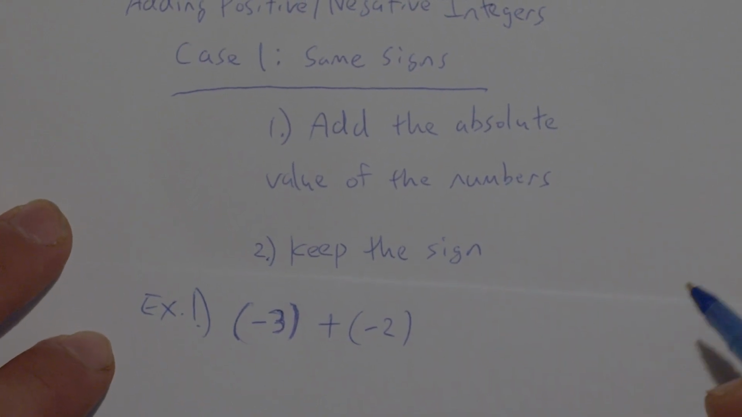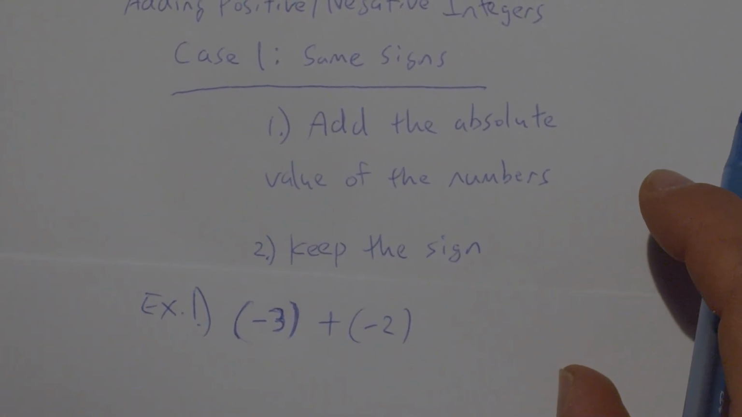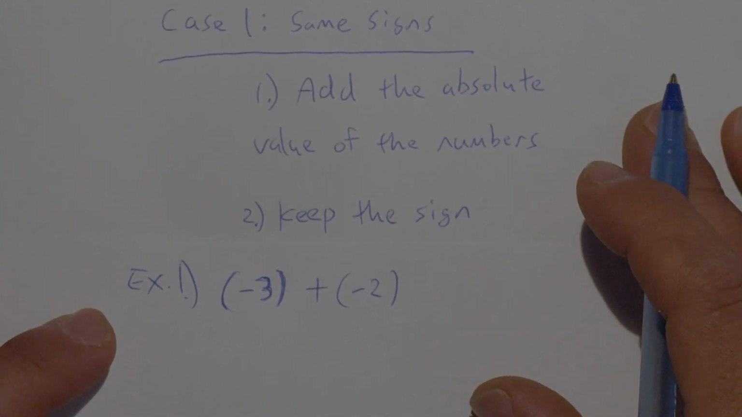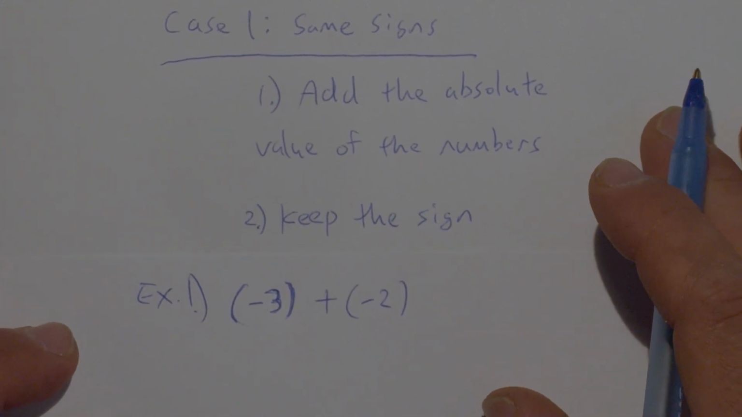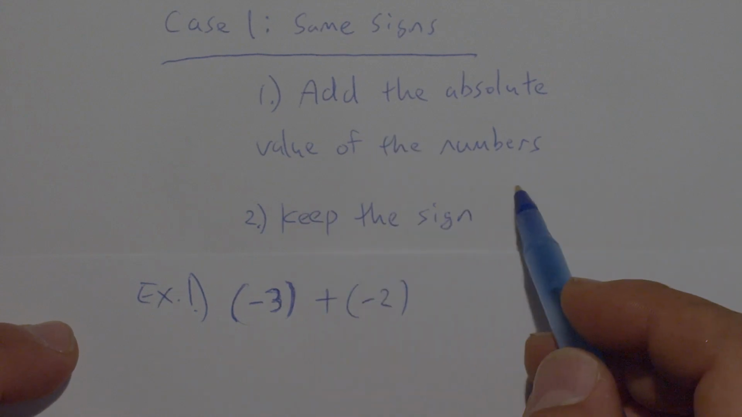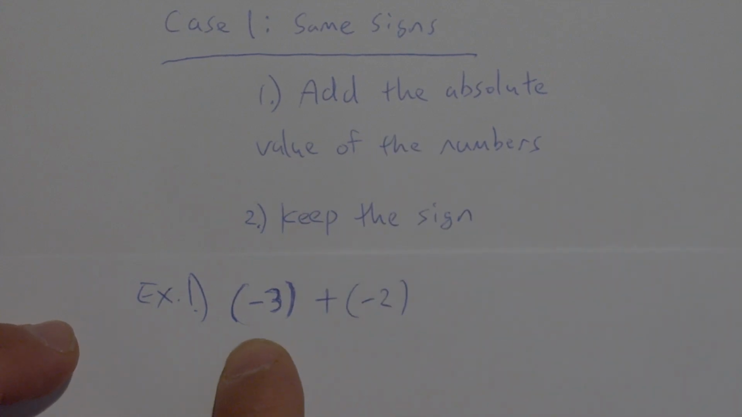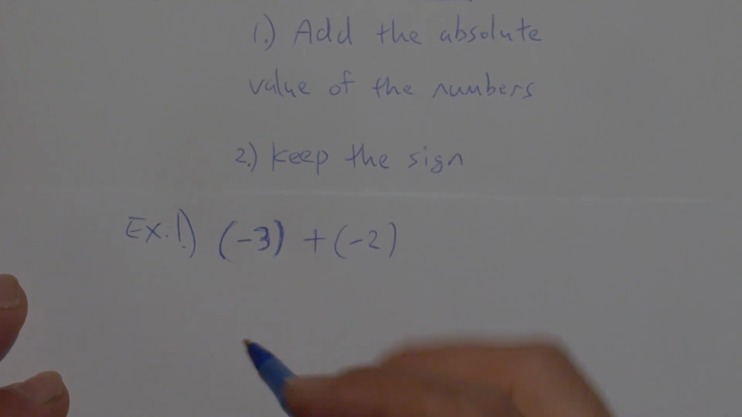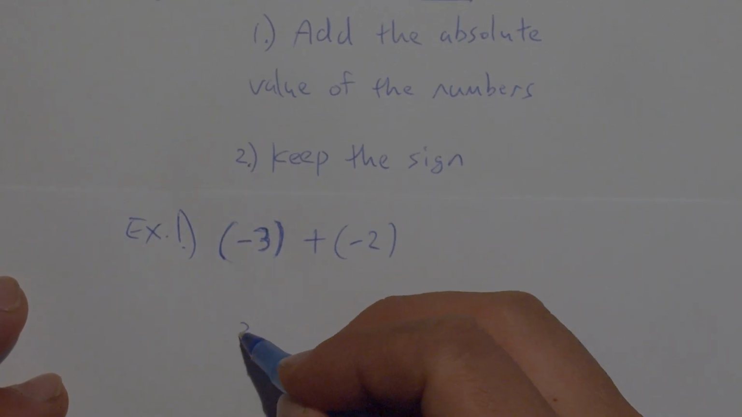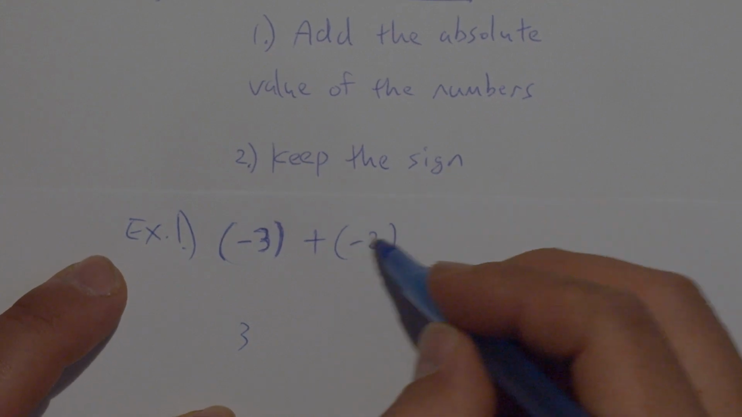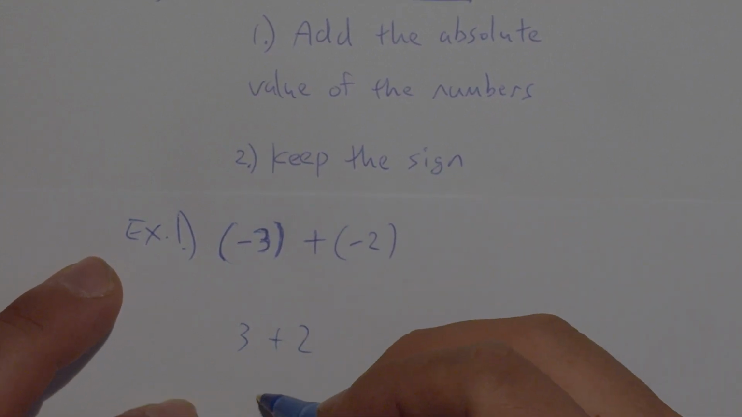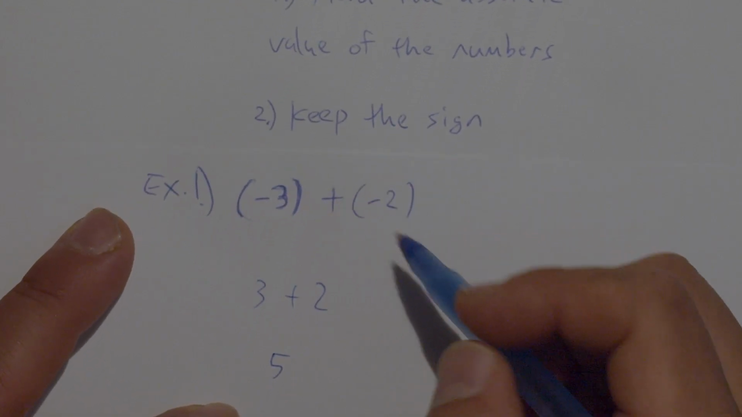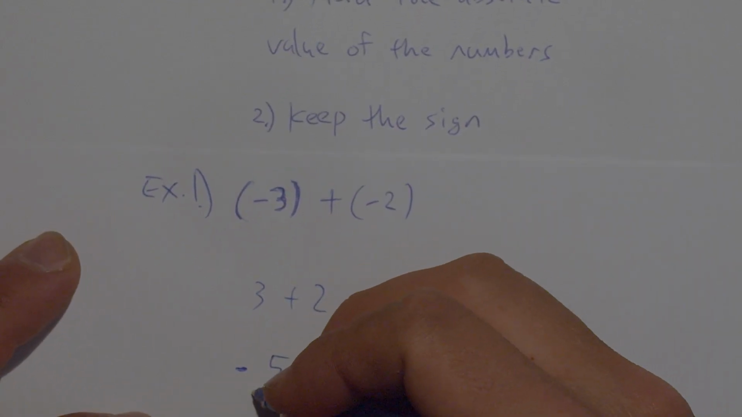Okay, so example 1 here, we're starting with a -3, and we're adding a -2. So here's what we're going to do. It says add the absolute value of the numbers. So you remember from the last video, right? If I look at the absolute value of -3, that's just 3. And if I add the absolute value of -2, that's 2, and I get 5. But I need to also keep the sign. And since I'm adding negative numbers, my final answer is -5.